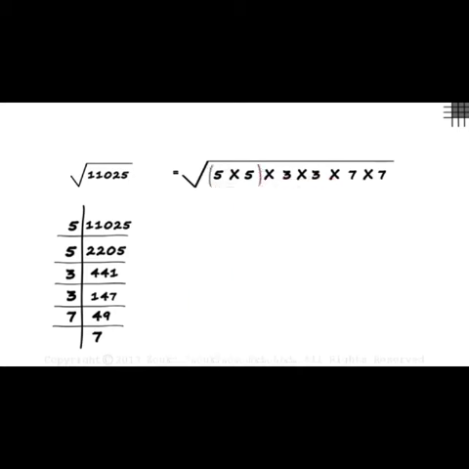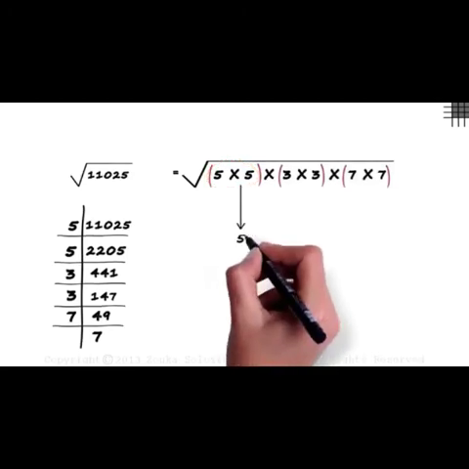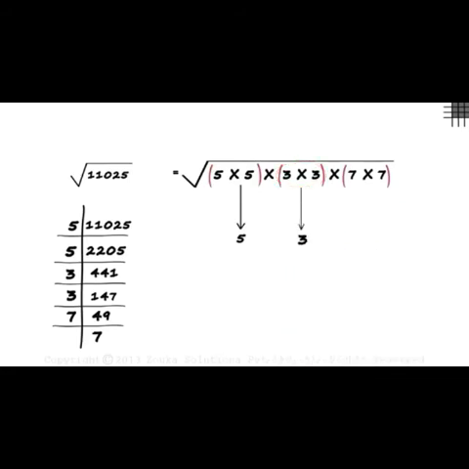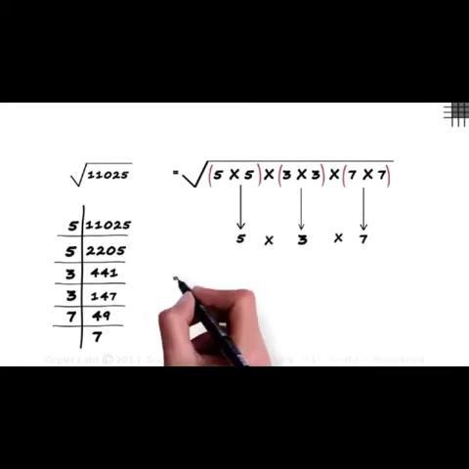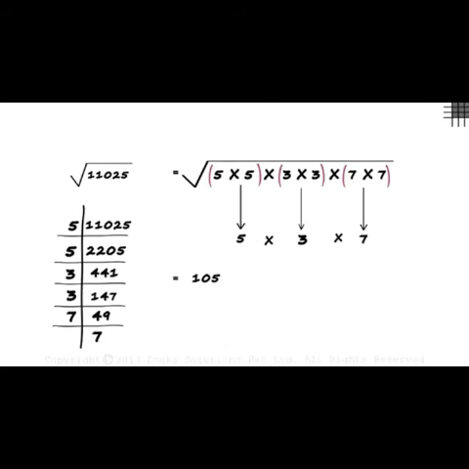So for 5 into 5 we can write one 5, for 3 into 3 one 3, and for 7 into 7 one 7. So the square root is 5 into 3 into 7. The value of 5 into 3 into 7 is 15 into 7, 105. Therefore, the square root of 11,025 is equal to 105.